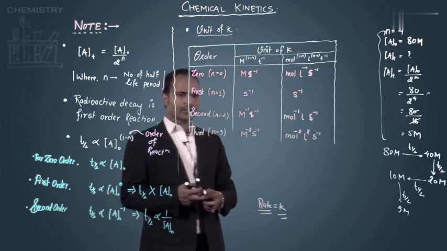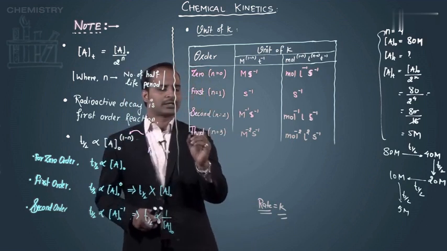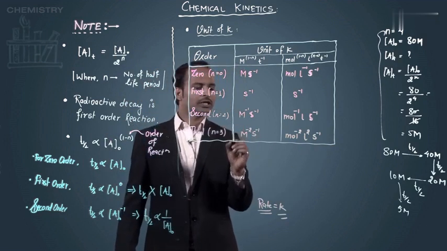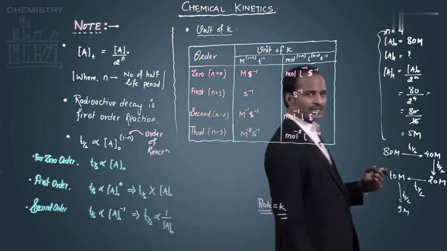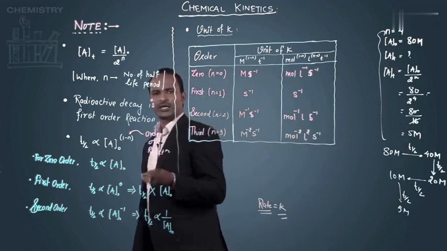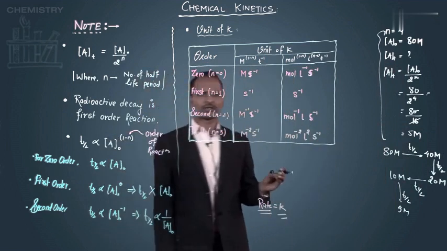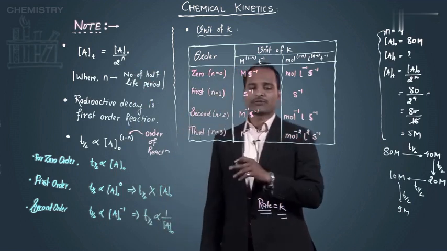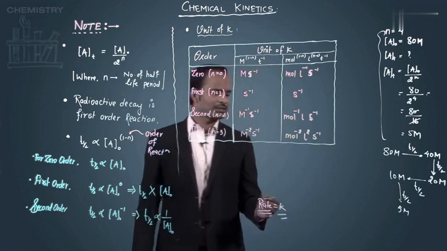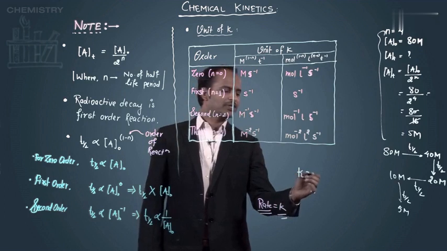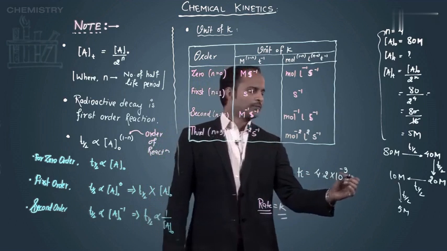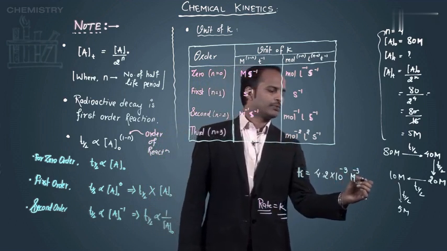On the basis of this, the unit of K is totally decided by the order of reaction, or in other words, with the help of the unit of K I can decide the order of reaction. Suppose in some question we require the order of reaction but it is not given directly. They may give the value of K, and that means the unit will also be there. For example, K is given as 4.2 into 10 raised to minus 3, M raised to minus 3, per second.